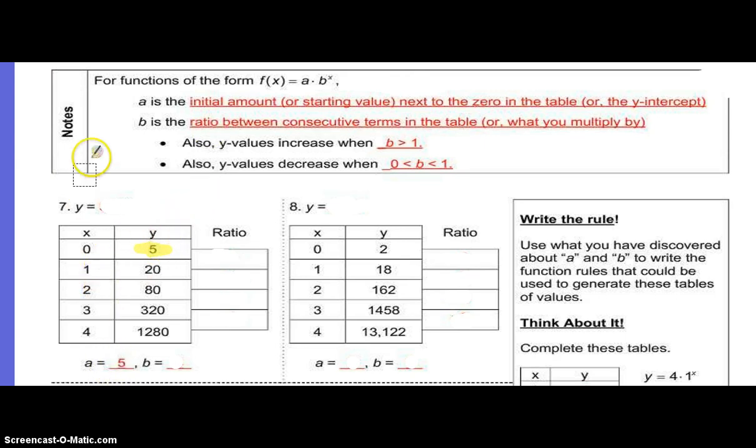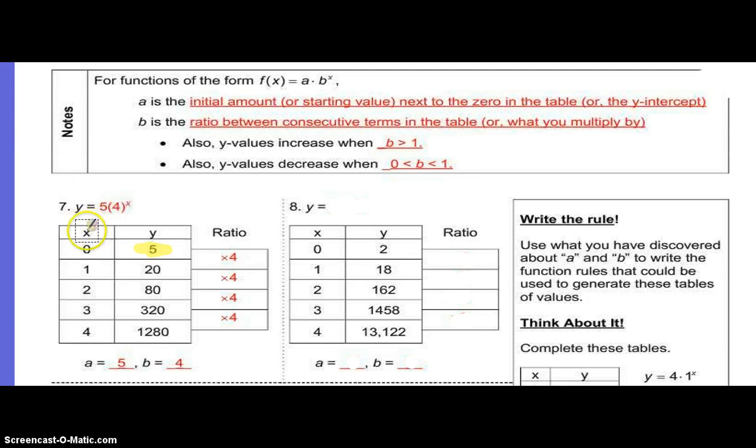And I know if I want to look at how I change from 5 to 20, what can I multiply or divide to go from 5 to 20? That's correct. I can multiply by 4. So that means I have a change or ratio of 4. How would I go from 20 to 80? I would also multiply by 4. So that tells me that my B is what? That's correct, 4. And I would write that equation as 5 times 4 to the x power.